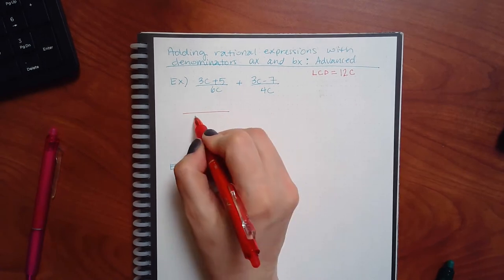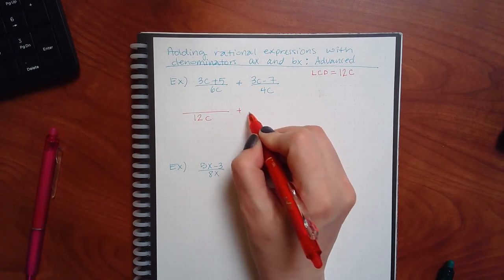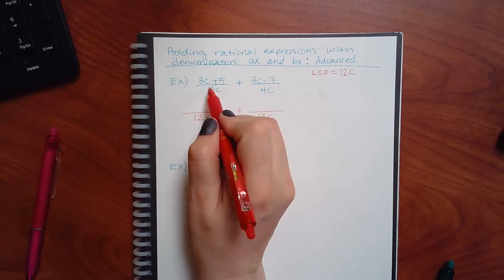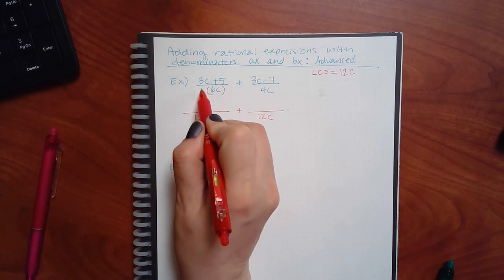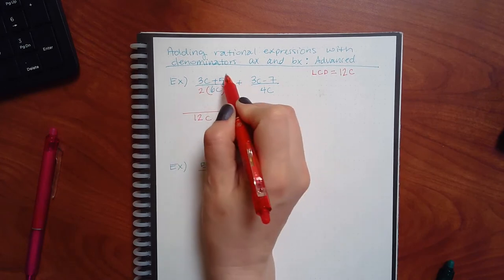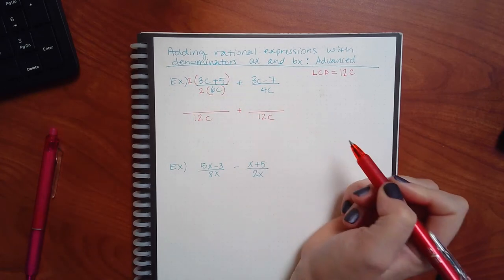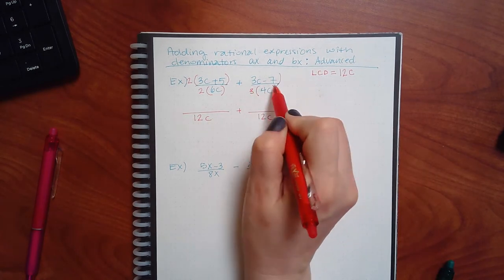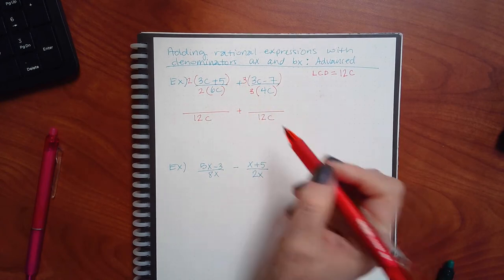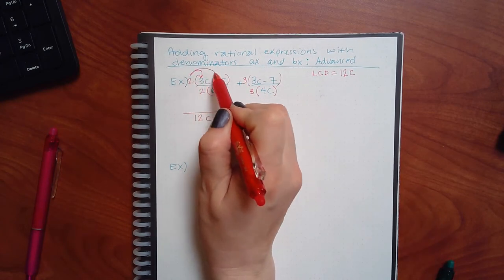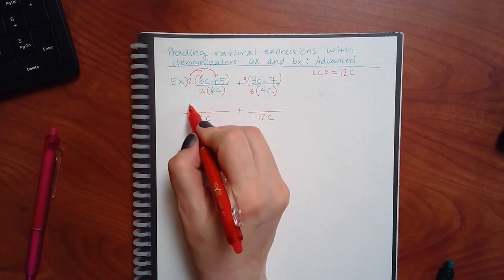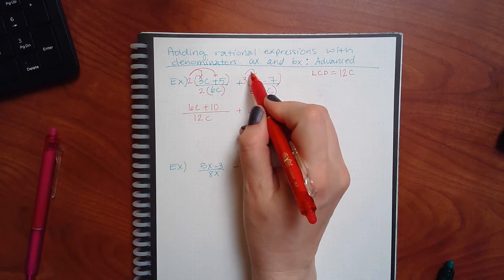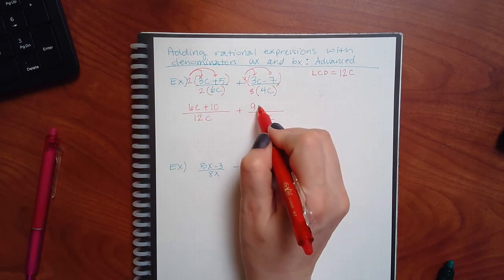So now I want to make this a 12C and I want to make this a 12C. But in order to do that, I had to multiply this by what? By 2. Which means I also have to multiply the top by 2. And then down here, what are we multiplying by? By 3. Which means I have to multiply the top by 3. So if I distribute that, my new top becomes 6C plus 10. And the new top over here becomes 9C minus 21.